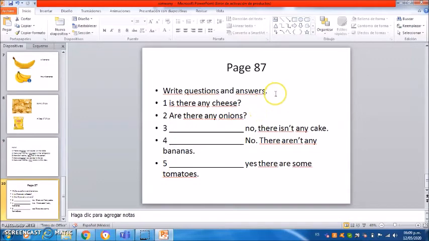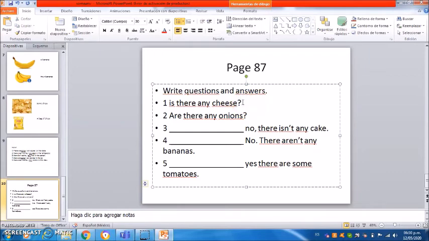Now, in the page 87, the exercise 12, we need to complete these questions or write an answer. The number 1 says, is there any cheese? So the answer will be yes or no. We can say yes, there is some cheese. I am using is because we have is there. And remember, the cheese is one piece of cheese. It's only one, it's singular because it's only one piece of cheese.